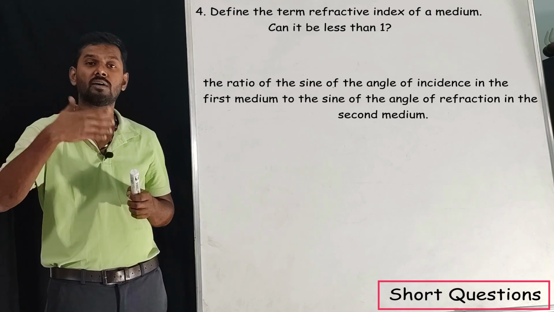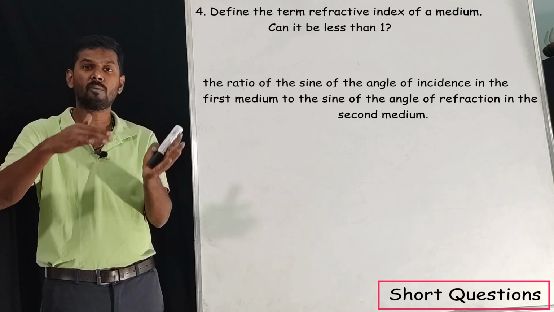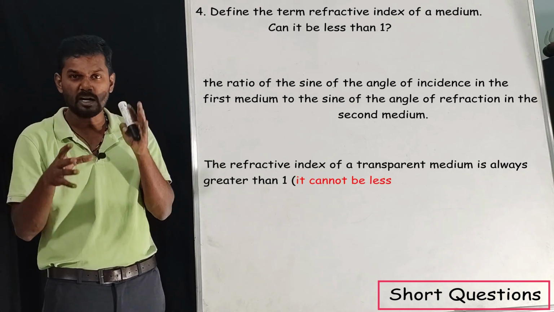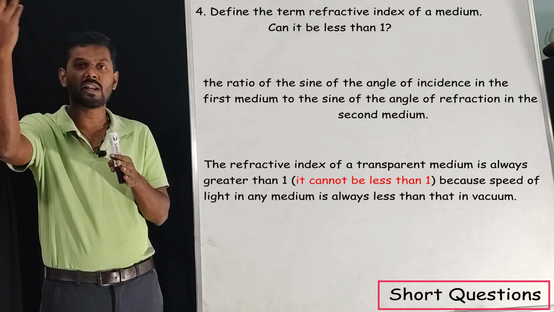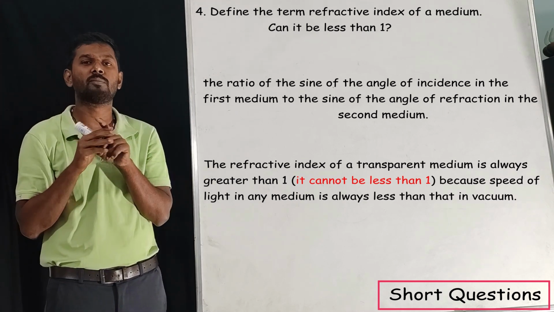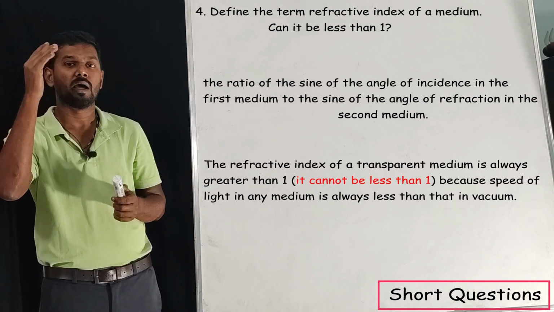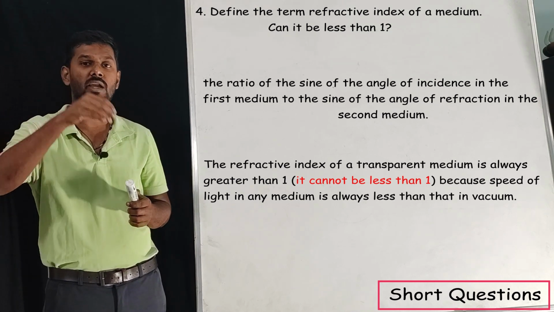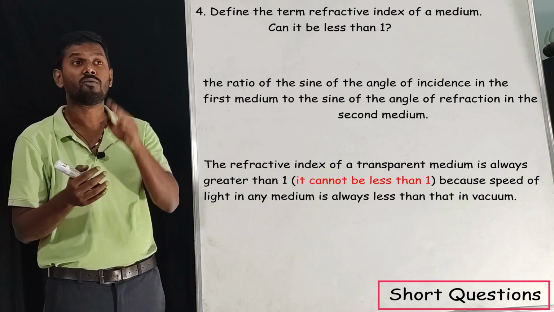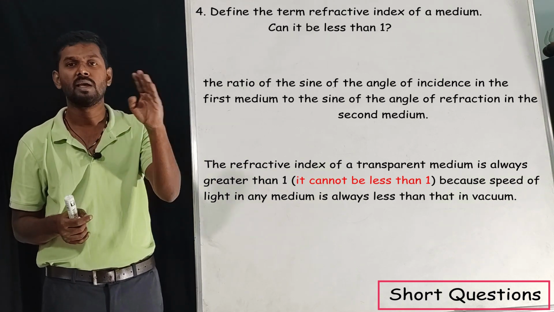Because what do you mean by refractive index? The refractive index of a medium will tell us how many times the speed of light in that medium is slower compared to air or vacuum. So it is always greater than 1. It cannot be less than 1 for a medium. If you are comparing two different mediums, then there is a chance that we can get an answer less than 1. For a medium, it is always greater than 1. It cannot be less than 1.